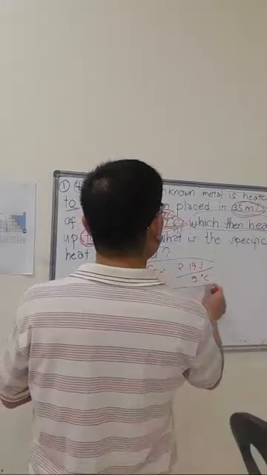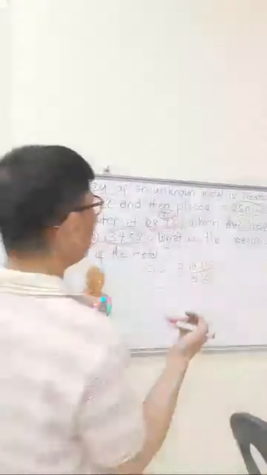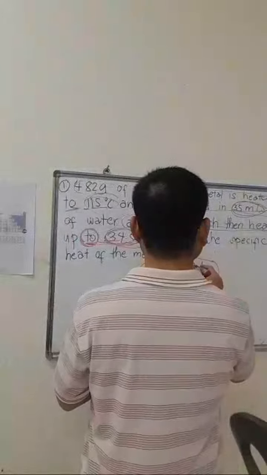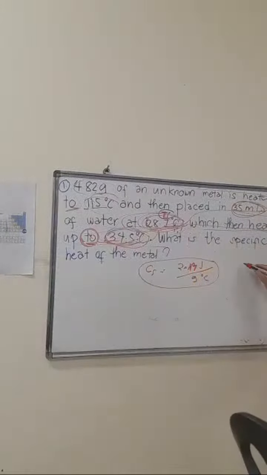Now you'll try to think of another theory involved in this. 2.19 is the metal, and then you have a specific heat of water, 1 calorie per gram degree Celsius. Water is 1 calorie per gram degree Celsius, but take note that is calorie. And if you convert to joules, it is 4.184 joules per gram degree Celsius.